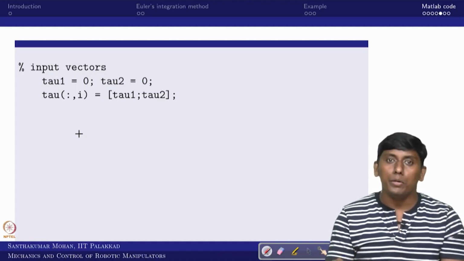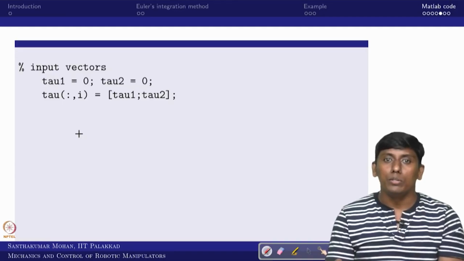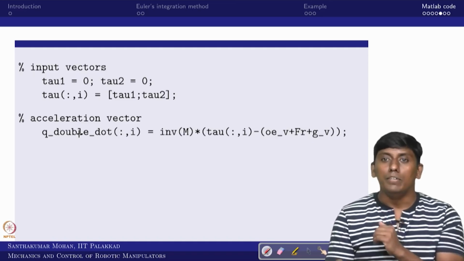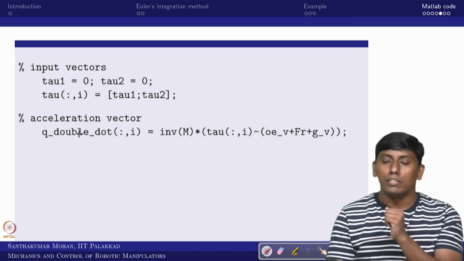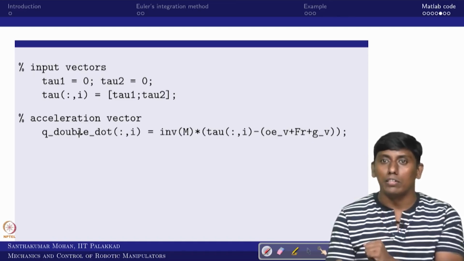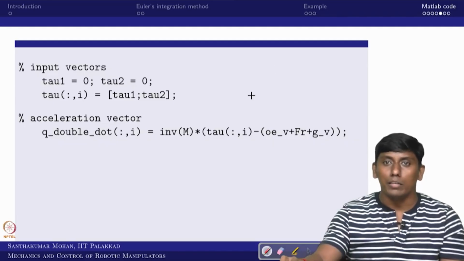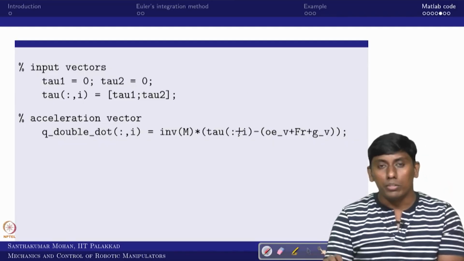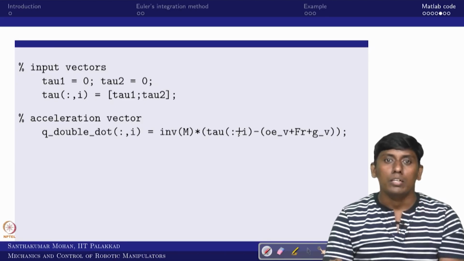So now what do we need to do? We have to find the q double dot term, which is what we call the acceleration vector. That is the inverse of M times tau minus V of q comma q dot, plus the frictional component plus the gravitational component. These all use the equations we have written in the previous slide.